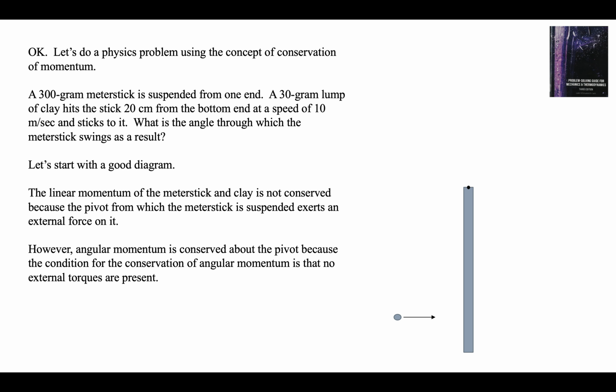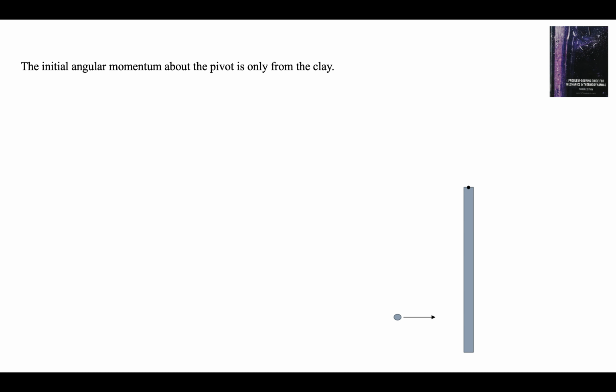To conserve angular momentum, no external torques, and there are no external torques about the pivot because the pivot acts here and it doesn't exert a torque because its distance away is 0. So we can conserve angular momentum about the pivot. We also know that thermal energy is going to be generated because this is completely inelastic. It sticks to it. So we can't say the kinetic energy of this thing is equal to the gravitational potential of the meter stick and clay when it's up in the air over here, because there's thermal energy generated.